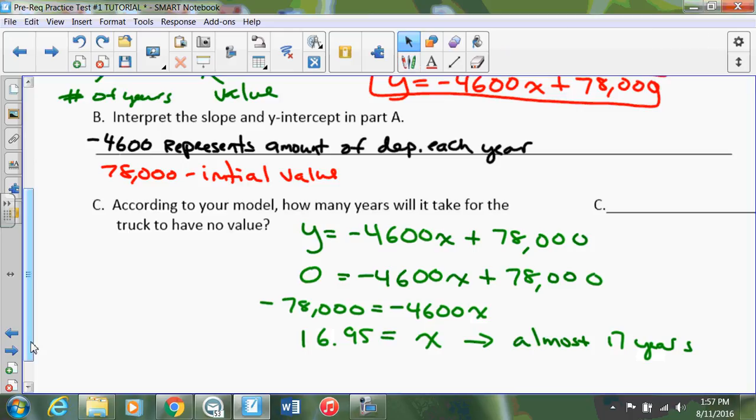I don't think that's technically ever true. I mean, a truck or a car can get so old, but it still has some type of value, maybe for scrap metal or parts. So, okay, not totally true to life.